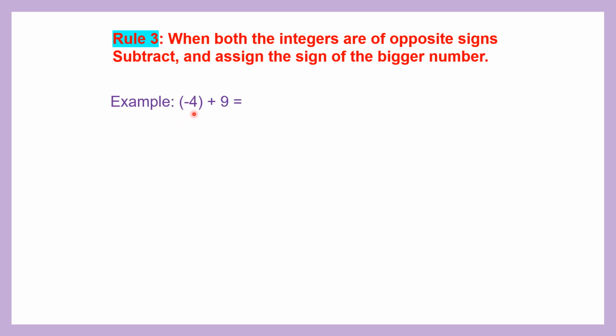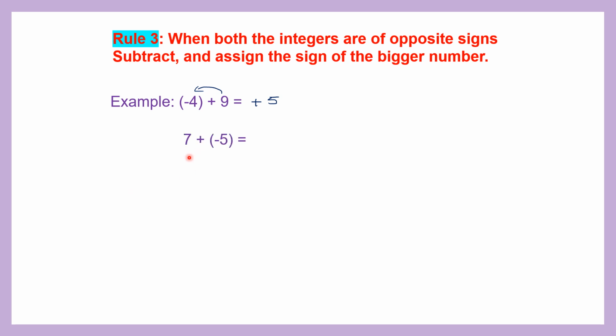We have an example here. One is a negative integer, one is a positive integer. Negative 4 plus 9. So this is addition, remember, but we have two numbers with opposite signs. So when signs are different, put the sign of the bigger number. Which is the bigger number here? 9. So put the sign of the bigger number and subtract. So 9 minus 4 is 5. So what is our answer? Plus 5 or simply 5. So what do we do when signs are different? We put the sign of the bigger number and we subtract.